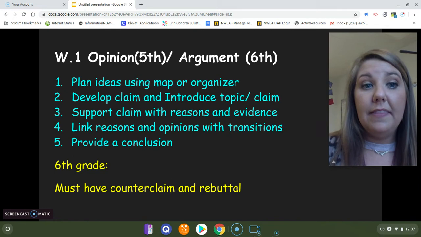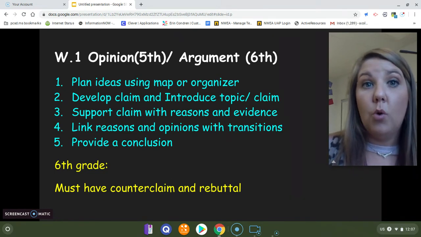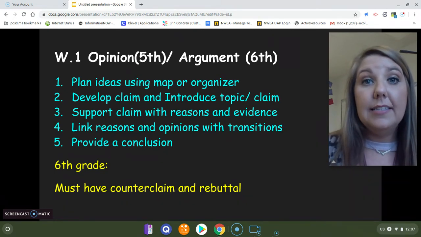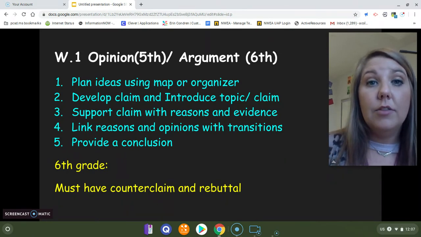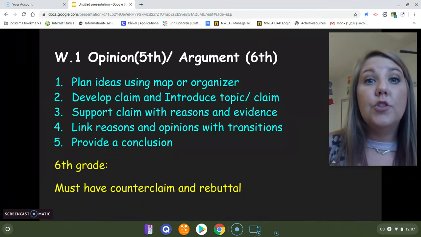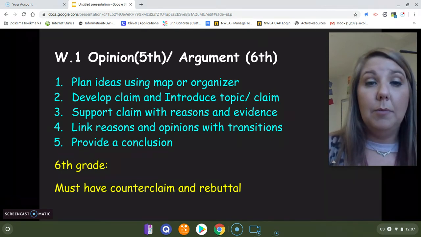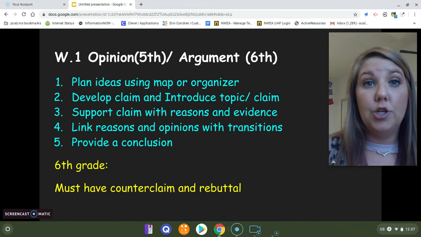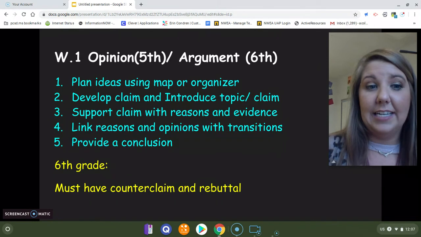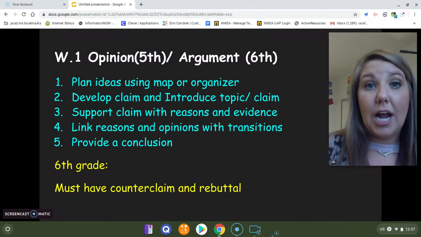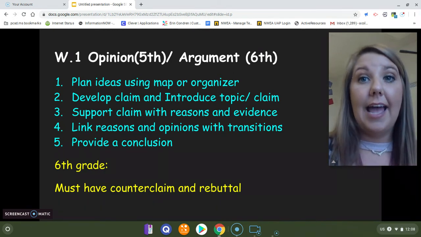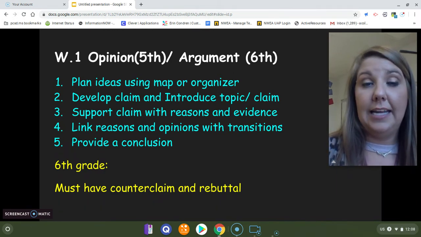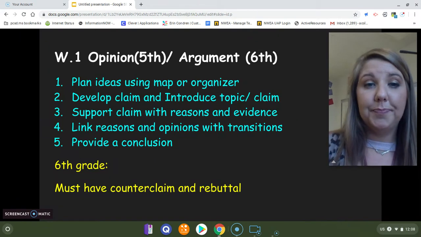You must support that claim, whether it's the author's claim or your own claim, with reasons and evidence from the text. Also, you must link the reasons and opinions with transition words. You will find a list of transition words in your writing notebook. Also, at the end, you always want to provide a conclusion. In 6th grade, you will be required to introduce a counterclaim and a rebuttal, and you have notes about that in your journal as well.